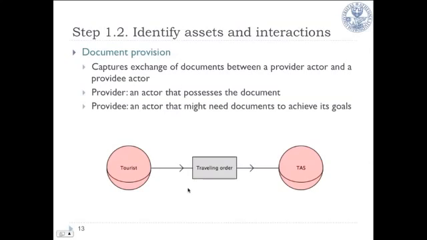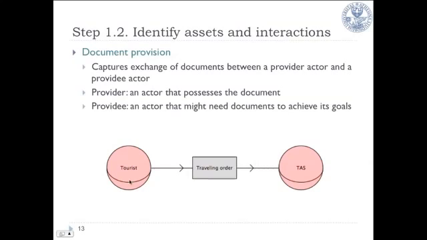When the tourist is relying on the travel agency service to get the trip booked and to book the flight tickets, it has to provide to the travel agency information about the trip that it wants to organize. So we present this document, traveling order, which needs to be provided to the travel agency in order to fulfill the goal that has been delegated by the tourist.